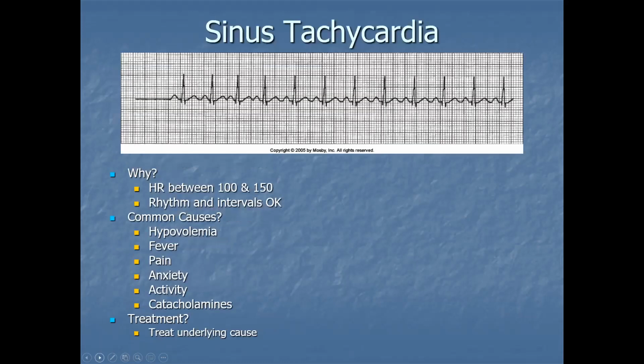Sinus tachycardia, so heart rate is north of 100, but not in excess of 150, but your rhythm and your intervals are okay. Some of the causes: hypovolemia, so you have less blood circulating, so the heart has to put out more, or has to pump harder rather. Fever, so things that can increase your metabolism: fever, pain, even anxiety. Catecholamines, even medications like albuterol. Treatment is treating the underlying cause.